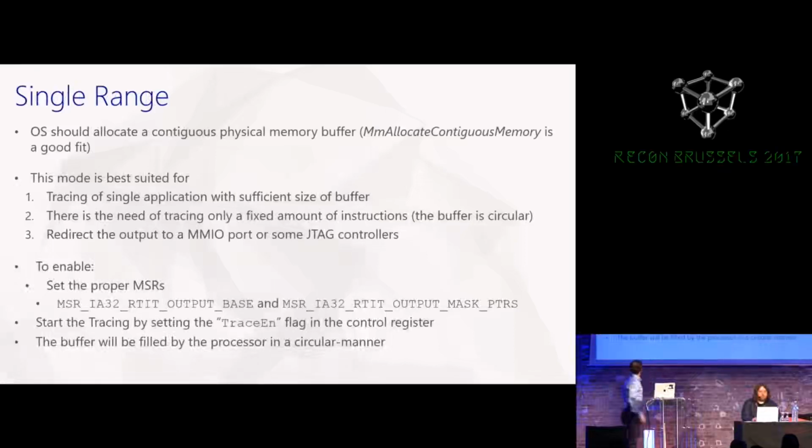Okay, even here, quite fast. To implement the single range, you should allocate a continuous physical memory buffer, and then you should set two proper model-specific registers: the RTIT output base and the output mask. And then you have to start the trace, setting the TraceEn flag in the control register. The buffer is automatically filled in a circular manner by the CPU.